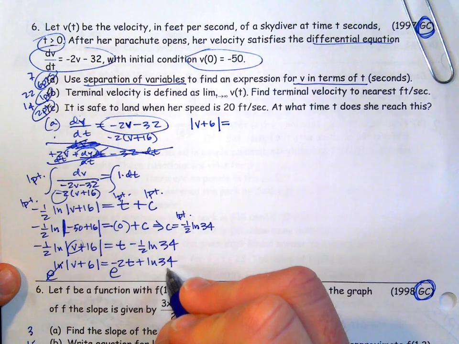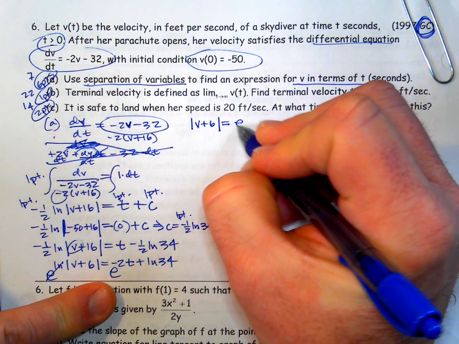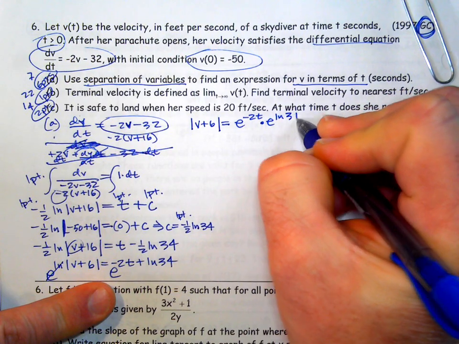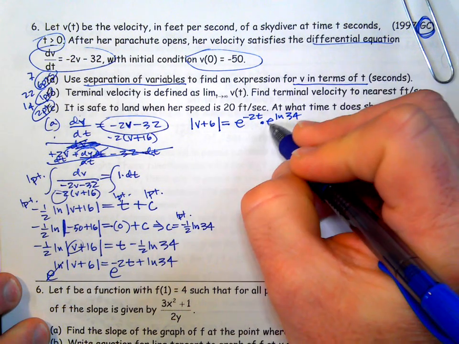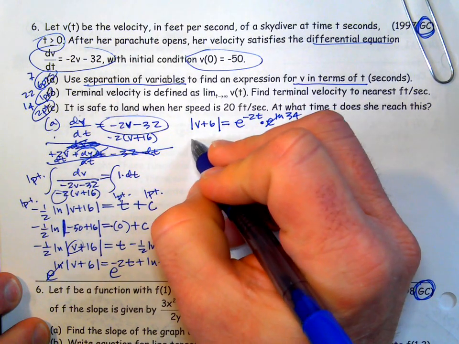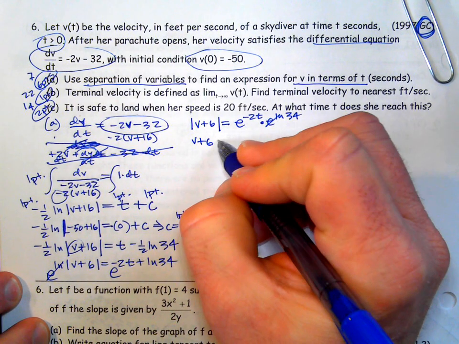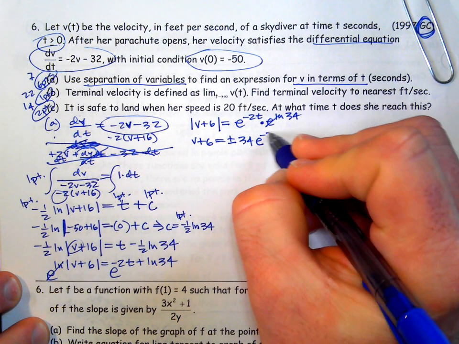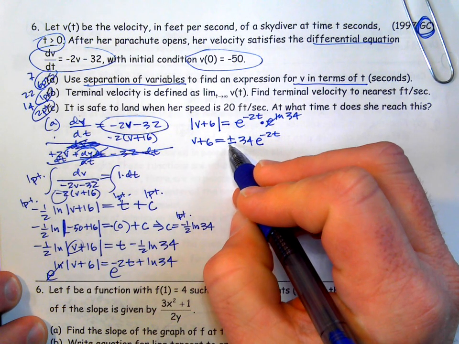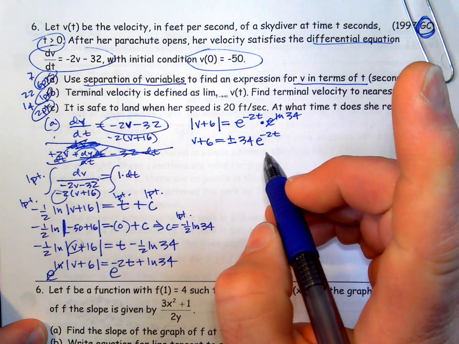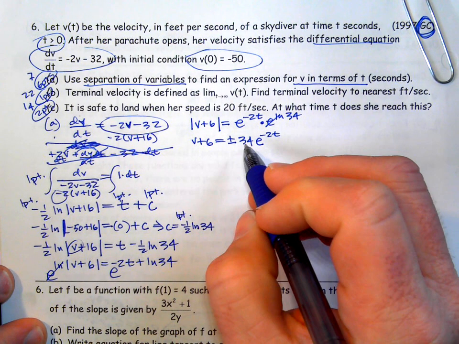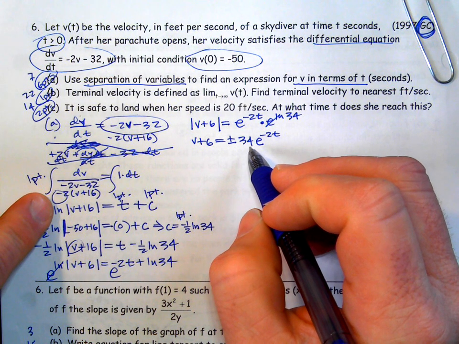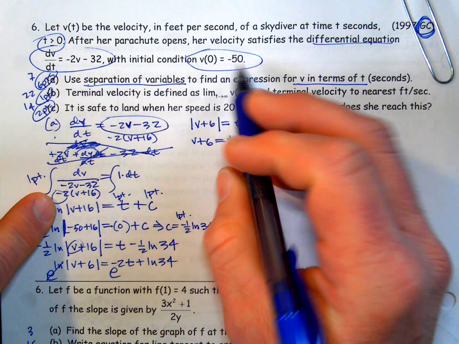And then we can use rules of exponents to break this up, which will make it a lot nicer and probably make the domain easier, right? And then we want to get rid of the absolute value. So we do plus or minus 34 e to the -2t. You should decide if it's plus or minus. This is a single answer, not two answers. So if you go back to your initial condition, if you plug 0 in, you should get -50.